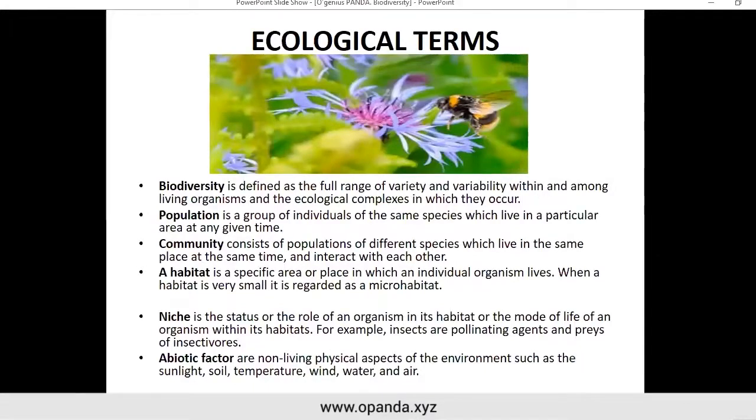A group of individuals of the same species in a particular area. Then a community. Now these are populations of different species. Let's make the difference between a population and a community. In a population, we understand individuals of the same species, but a community is made of populations of different species. For example, cows, birds, and shepherds. This is a community because we have 3 different species.